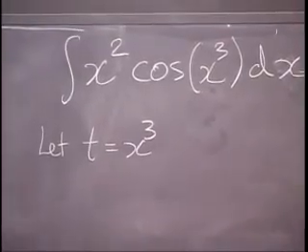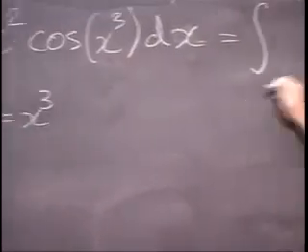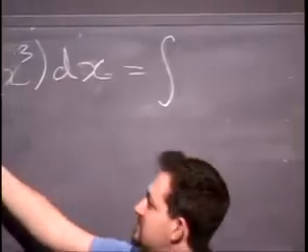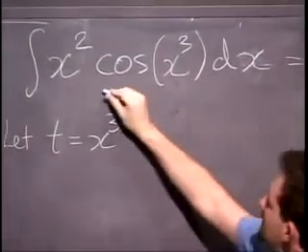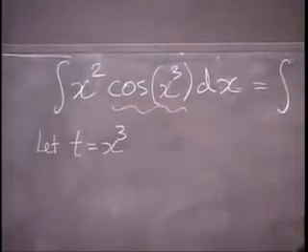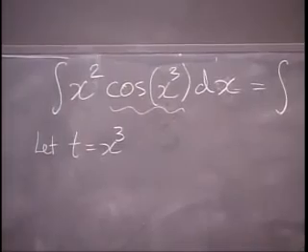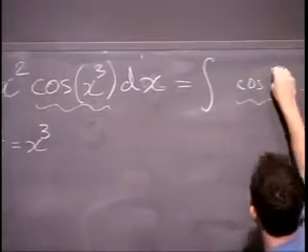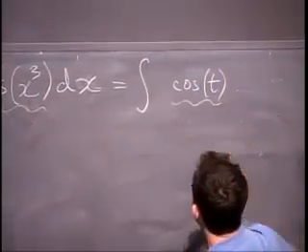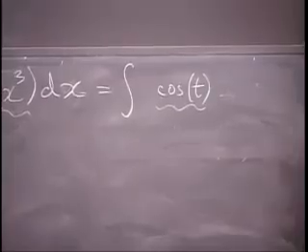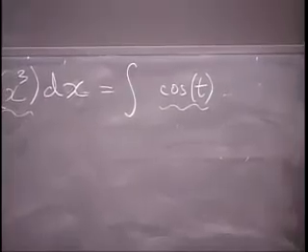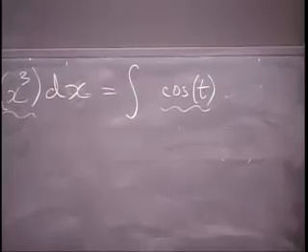If you did that, the integral, well, I don't know what to do about the x squared dx, but if I just consider this cosine x cubed term, that would just become cosine t, right? Because t is x cubed. And that's kind of nice. But I've got to deal with the x squared dx.